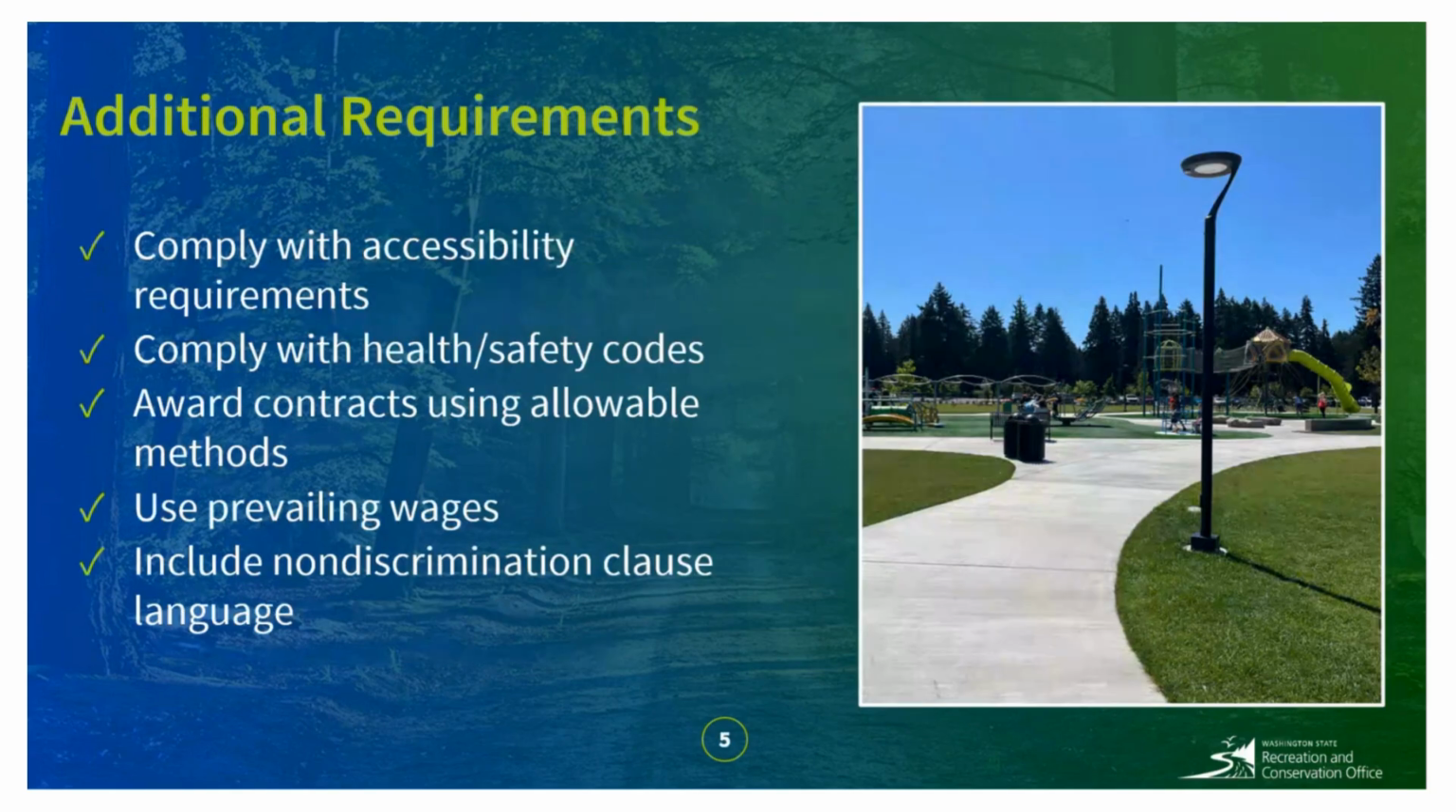Even after a notice to proceed is issued, sponsors are required to comply with the terms of the RCO agreement. This includes compliance with accessibility requirements like the Americans with Disabilities Act, as well as any applicable health and safety codes. Sponsors are also required to follow appropriate contracting methods, including competitive bidding and other state, local, and federal requirements. Prevailing wages must be paid on all projects using contracted labor. Please note that you are required to include in your contract a clause on non-discrimination. Manuals 4 and 5 provide example language in the construction policy section.